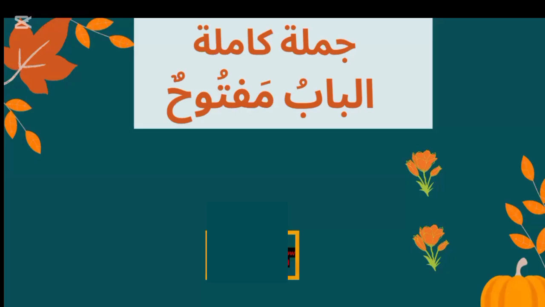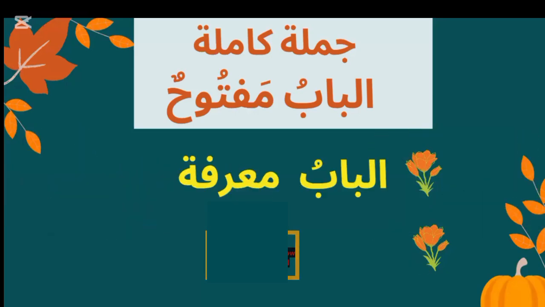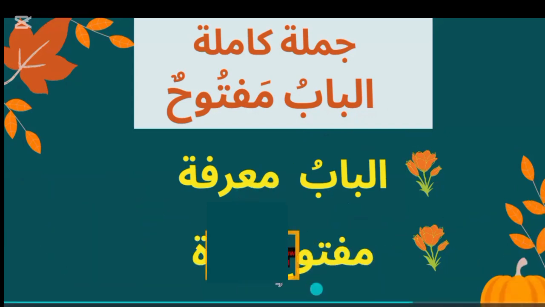Al-babu maftuhun. So what are the rules? Al-bab is marifa. So the first word must be ma'rifa. We must use al with it, alif lam with it, and it should be a ma'rifa. Al-babu, al-bab is ma'rifa, and maftuhun is nakira. It has a tanween on it, so it's a nakira.